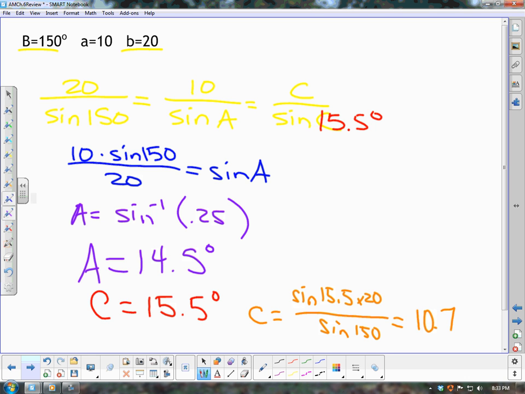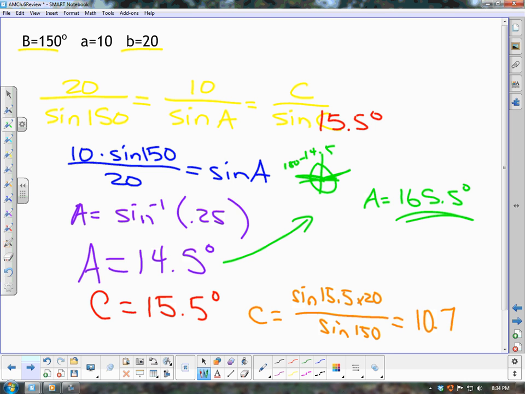Now again, you've got to check because we got an angle A here. And so if A is 14.5, the other angle that would work would be that one, and 180 minus 14.5 is angle A could also be 165.5 degrees, which you can't have, a 165 and 150 degree angle in a triangle, so therefore our second triangle is non-existent, and we only have one to deal with in this particular problem.